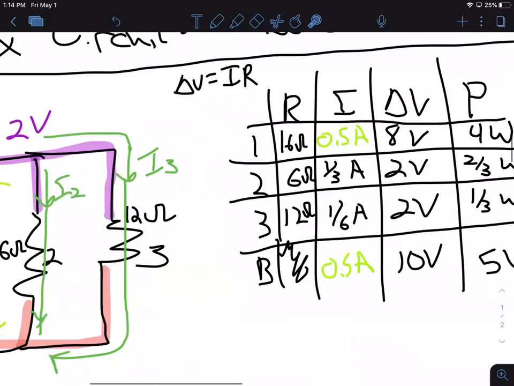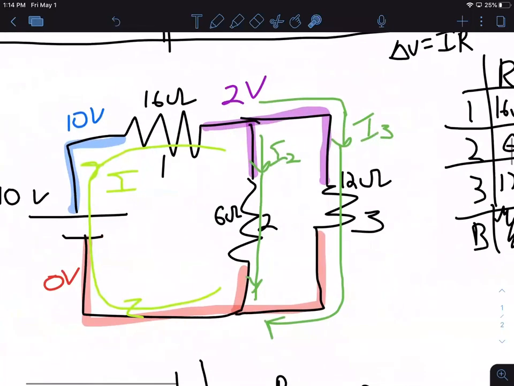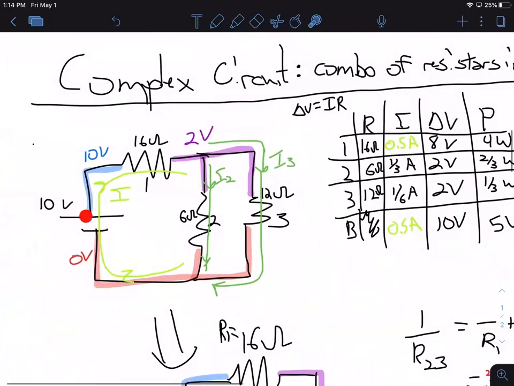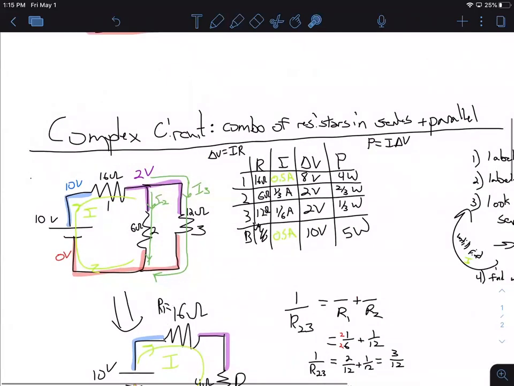We can check this column by saying I have to go around a loop and get 0. So I go around, gain 10, lose 8, lose 2, I'm back to 0, great. Gain 10, lose 8, lose 2, back to 0, checks out. And we already checked before that the currents work out with our main rules there.